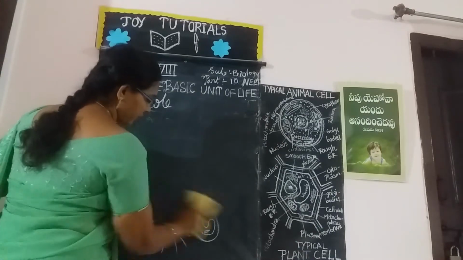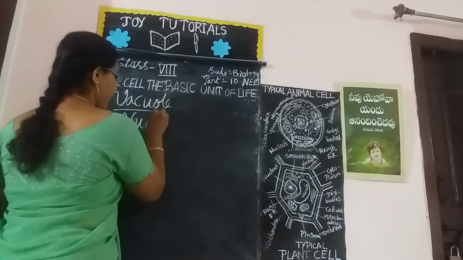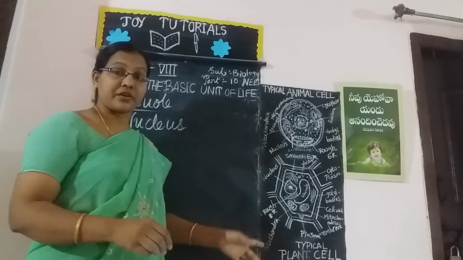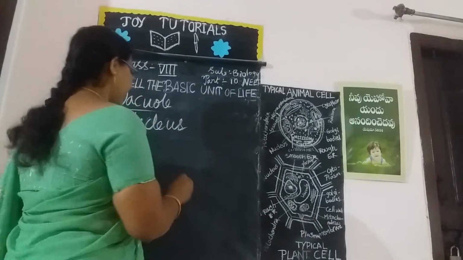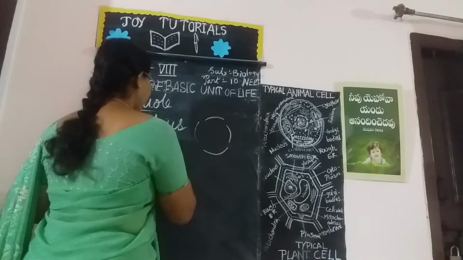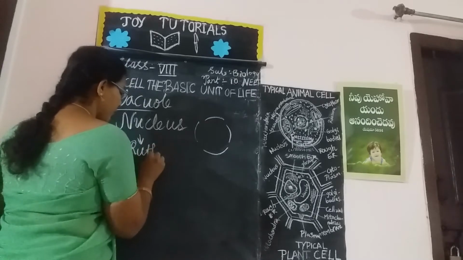Next one, nucleus. Nucleus is very important. It is the master controlling organ. It controls and coordinates all other organelles in the cell. We will see the structure. Nucleus was discovered by Rutherford.